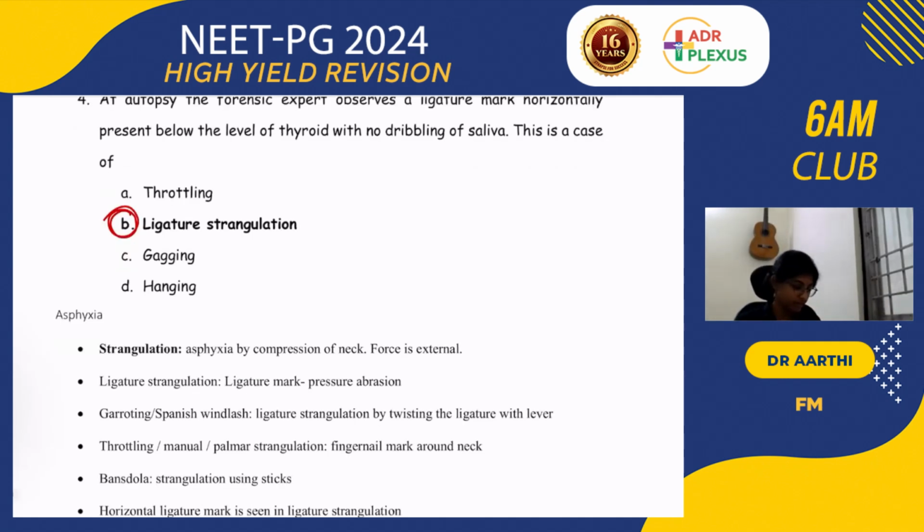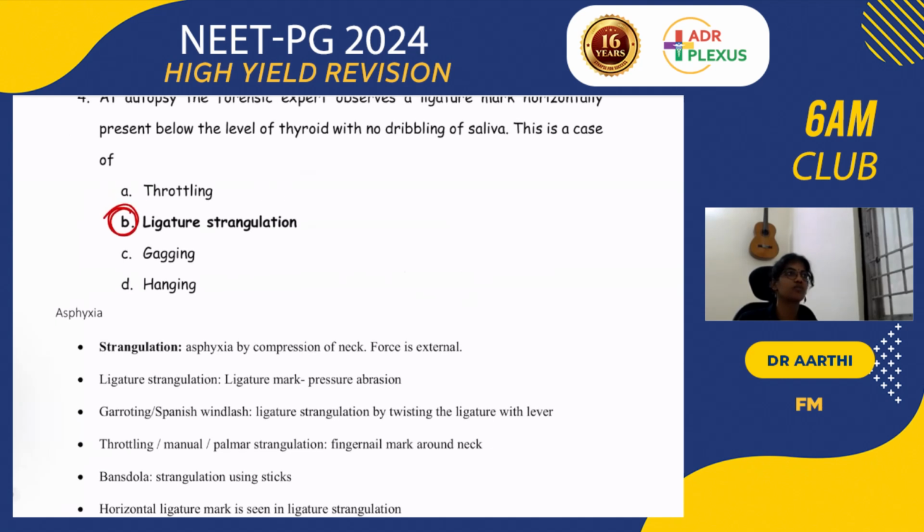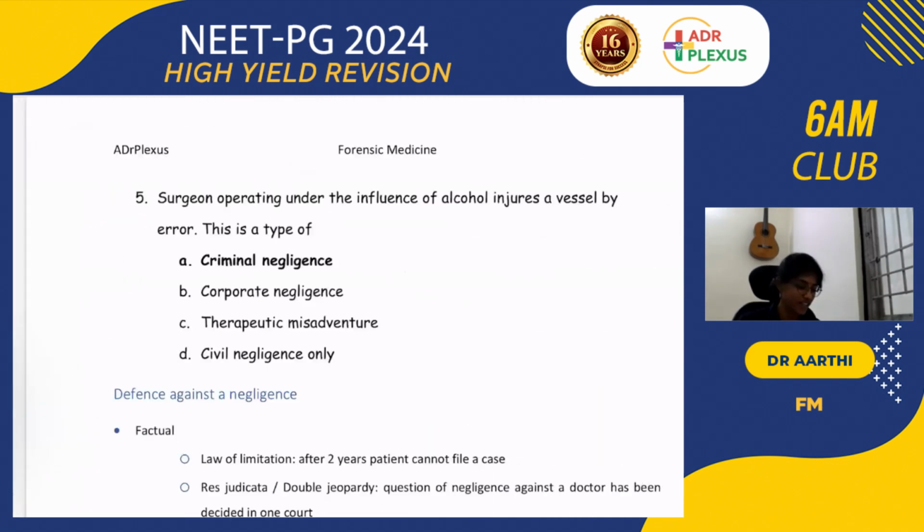I have again given a small note regarding the same. Read about it. Burking is a person sitting on the chest and then closing the person's mouth. That is smothering plus traumatic asphyxia. So just revise through this today.